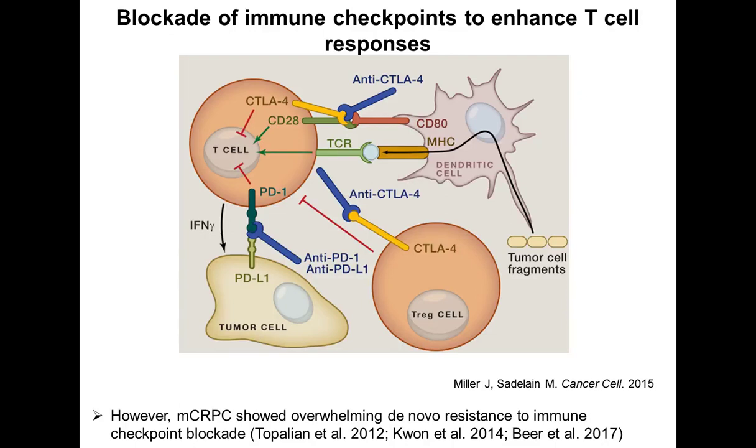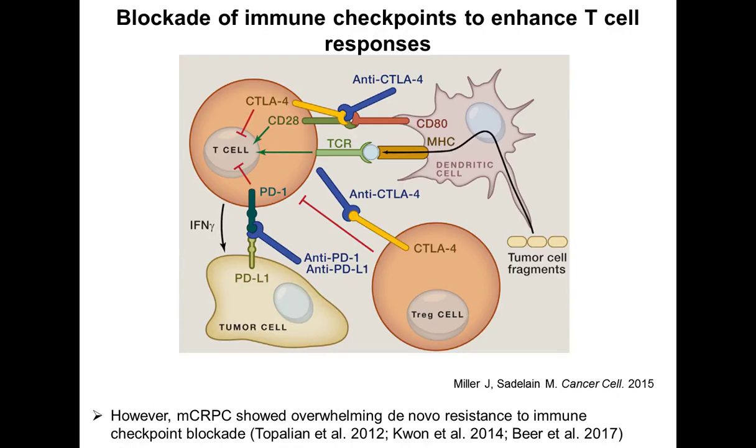So those ICB agents, such as anti-CTLA4 and anti-PD1 or anti-PD-L1 antibodies, are very important to reactivate the cytotoxic T cells in the tumor microenvironment, so that those T cells become reinvigorated and then display their anti-cancer activity. So here is the canonical understanding of how this antibody works.